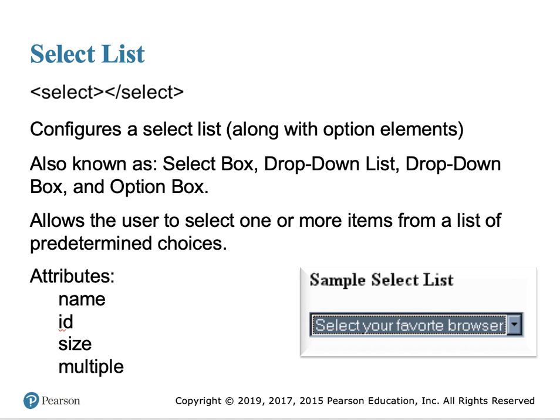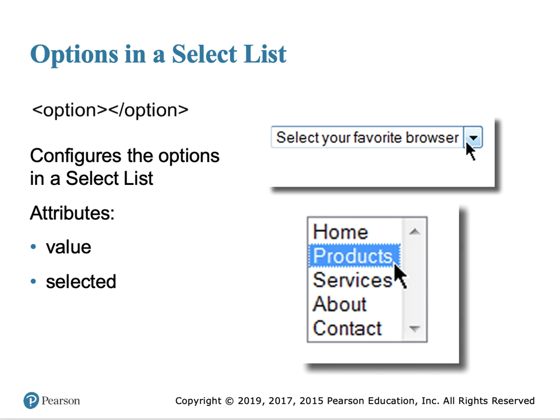Select lists are frequently used when asking for the country or state information from the user. The select list is used in conjunction with the option tags that we will discuss on the next slide. The option element contains and configures the options in a select list. The attributes are value and selected. If you want one choice to be pre-selected, you would use the selected attribute.